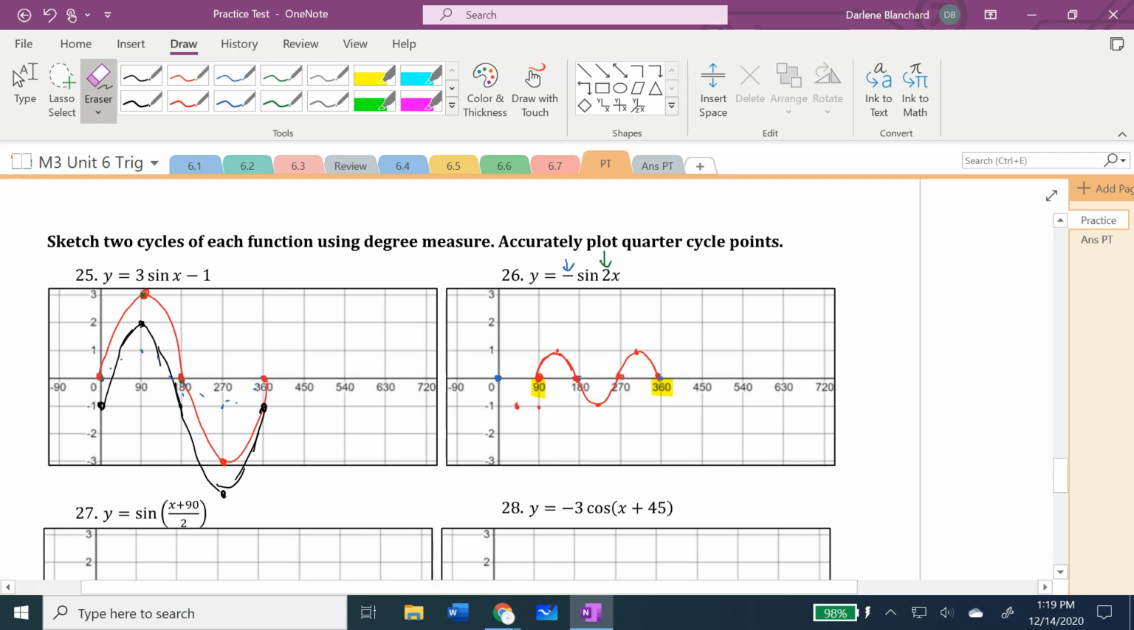Oh, I didn't mean to erase it. But anyway. Okay, there's 26. Now let's take a look at 27.